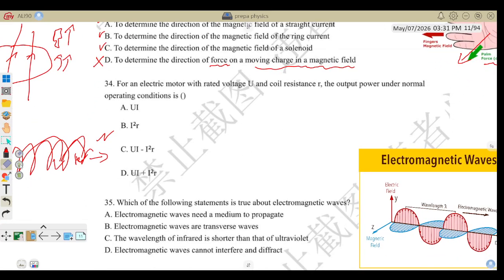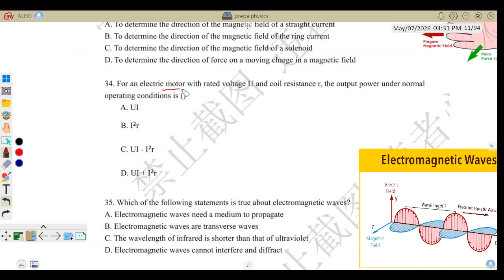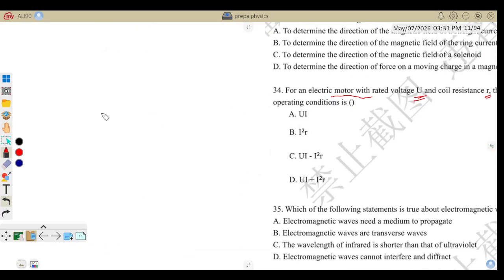Let's move now to 34. Here we have an electric motor with rated voltage U and coil resistance R. The output power under normal operating condition is: UI, or I square R, or UI minus I square R, or UI plus I square R?